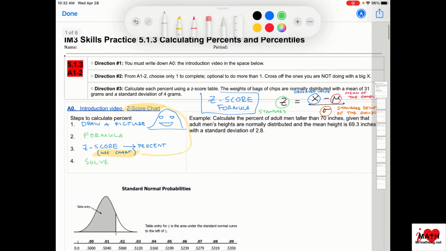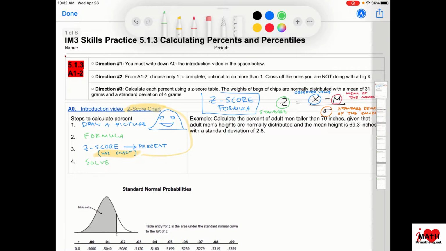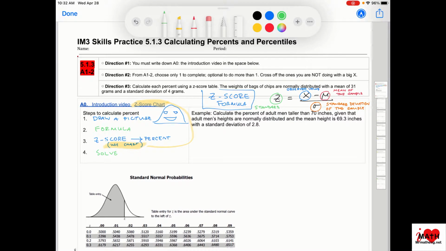Okay, let's try this example. Calculate the percent of adult men taller than 70 inches, given that the adult men's heights are normally distributed and the mean height is 69.3 inches with a standard deviation of 2.8. Okay, the first thing I'm going to do is draw a normal curve.